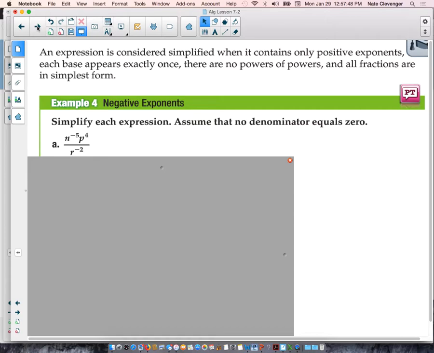Yeah, we were working through these. How could we simplify this expression? To make the exponent positive, you have to put it on the bottom. Okay. So I need to take the n to the negative 5th and put that on bottom, and then put the r to the negative 2 on top. And then I would just leave this one.